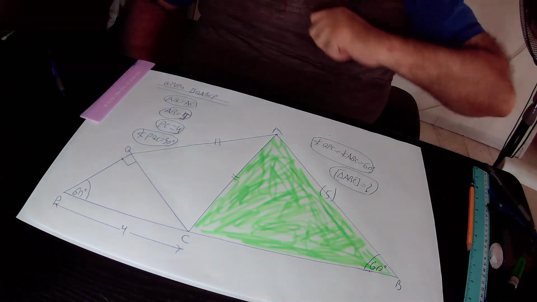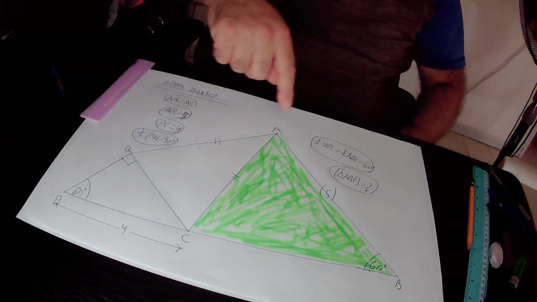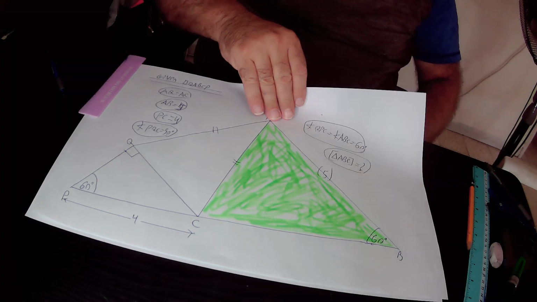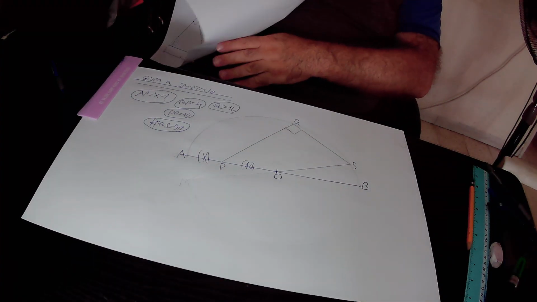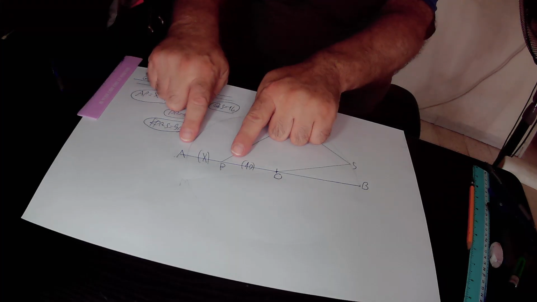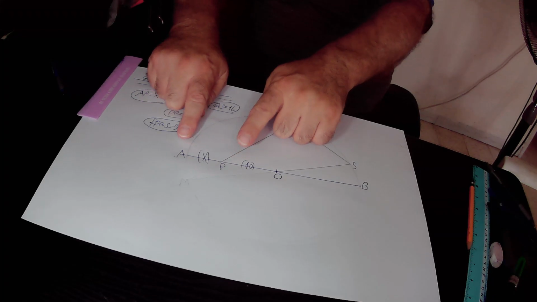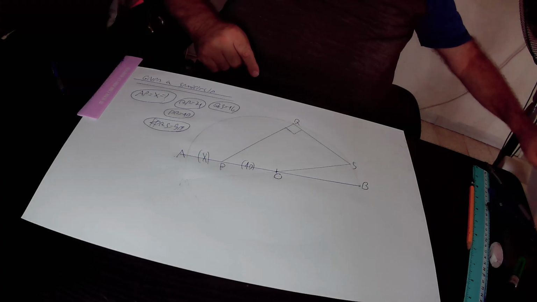Hello, in this lecture I will answer two questions. In the first question, we'll find out the area of this green triangle, triangle ABC. And in the second question, we'll find out the length of this short line segment AP that is equal to x. We have to find out the value of x. So let's start with the first question.